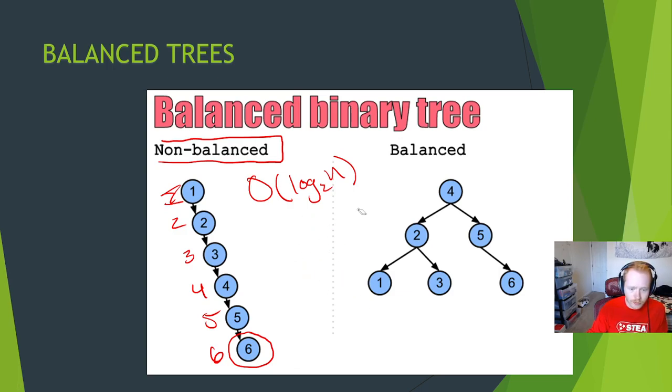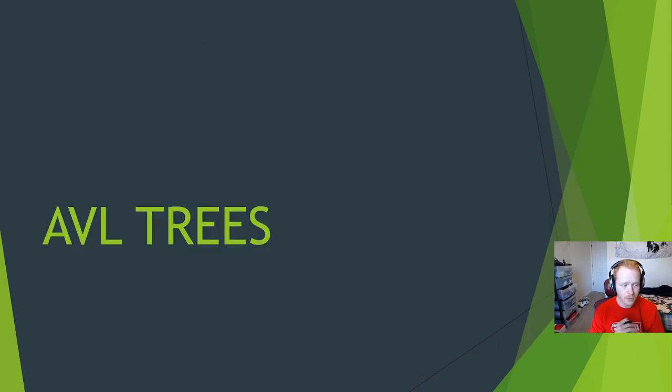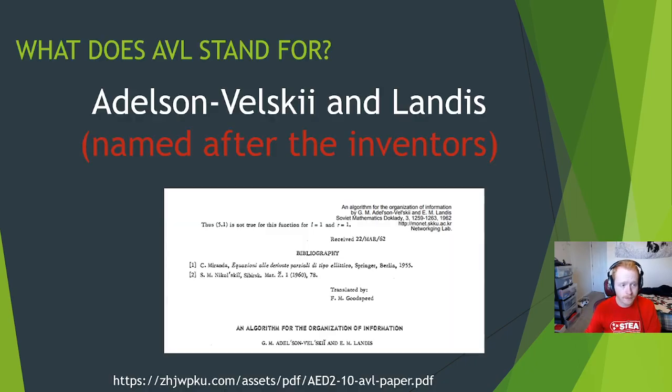So compared to the tree on the right, if we want to find the number 6, we have to check 1, 2, 3 nodes. So if we can help it, we want our trees to be balanced, and we're going to cover that today. So we're going to talk about, or at least start talking about, AVL trees.